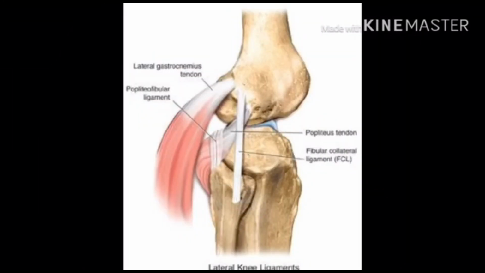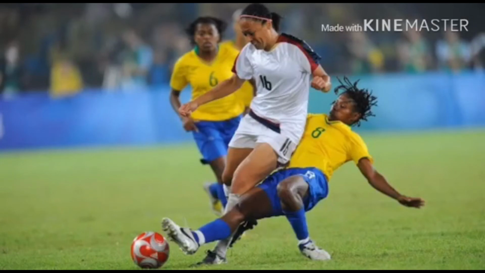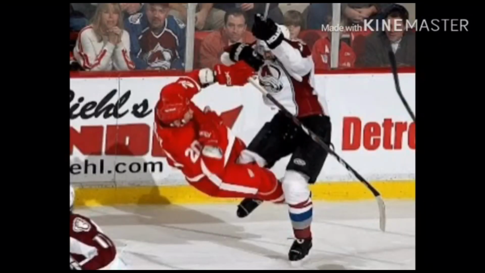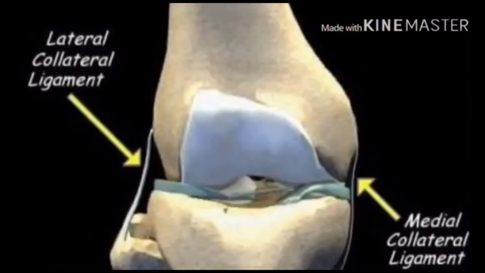Tears to the lateral collateral ligament most often occur from a direct blow to the inside of the knee. This can stretch the ligament on the outside of the knee too far and may cause it to tear. This type of injury occurs in sports that require a lot of quick stops and turns, such as soccer, or where there are violent collisions such as hockey or skiing. The ligament can also be injured by repeated stress that causes it to lose its normal elasticity.